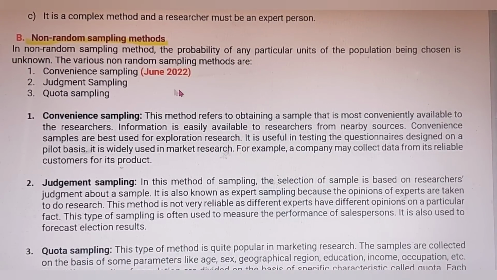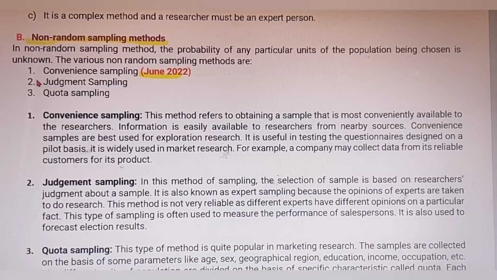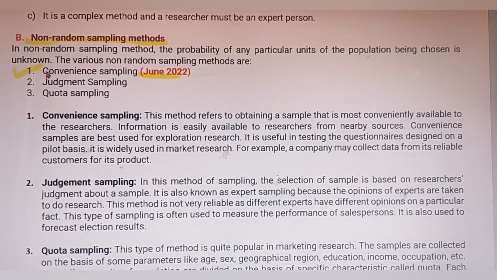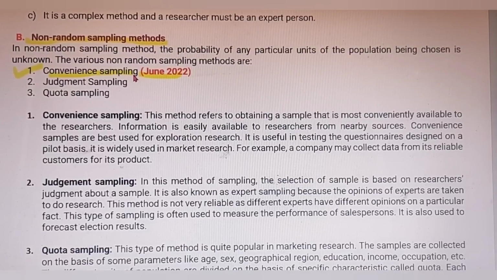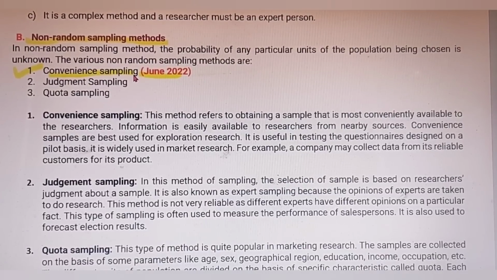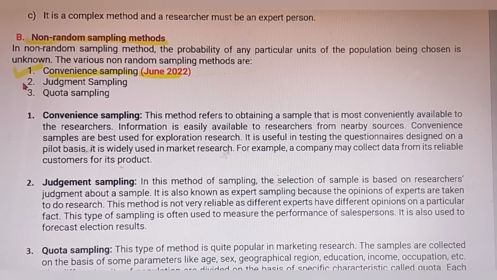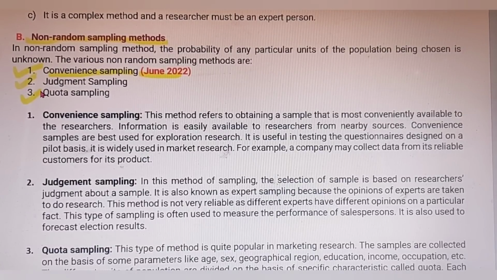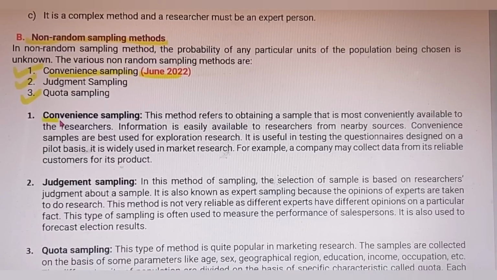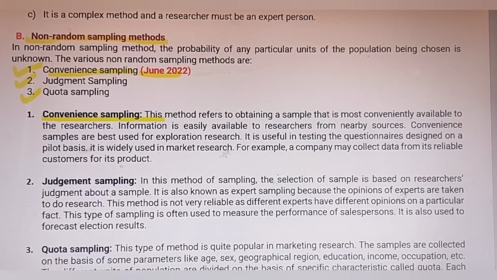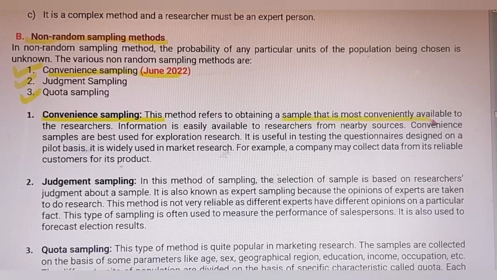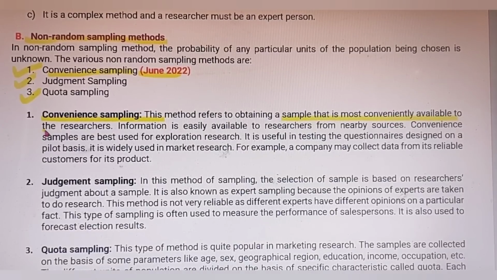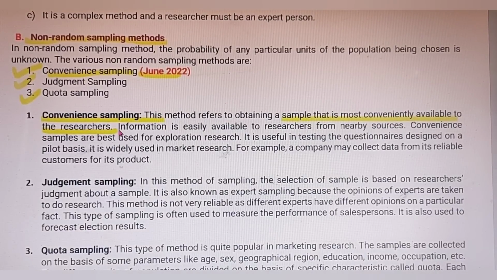There are some non-random sampling methods also. And from here also in June 2022, we got a question on convenience sampling. So this question can strike in short notes. Basically there are three methods of non-random sampling: convenience, judgment, and quota sampling. Now, as the name implies, convenience means the data or the samples which are most conveniently available to the researcher, so that is called convenience sampling.